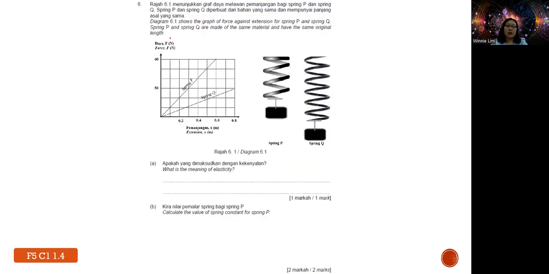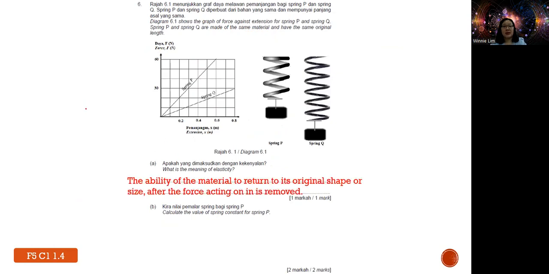Okay, next question, still under comparison question, is under elasticity, Form 5 Chapter 1. Diagram 6.1 shows the graph of force against extension for spring P and Q. Okay, what is the meaning of elasticity? The ability of material to return to its original shape or size after the force acting on it is removed. Then next, they want you to calculate the spring constant. So the formula for spring constant will be k equals F over x.